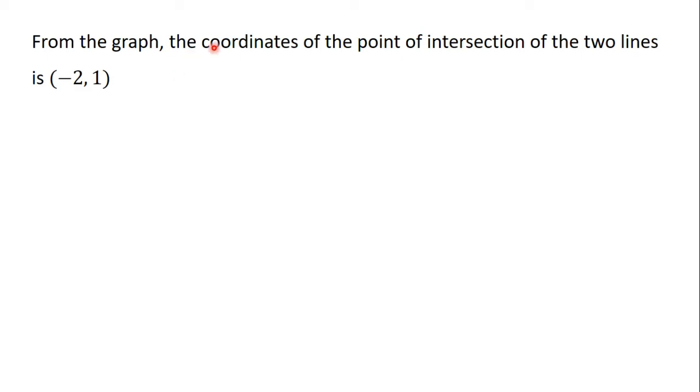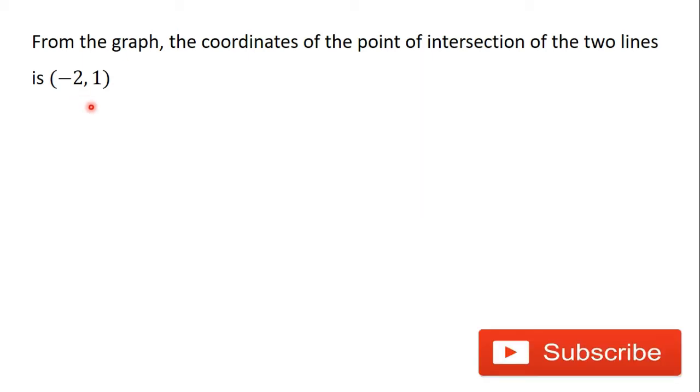So we can say that from the graph, the coordinates of the point of intersection of the two lines is (-2, 1).